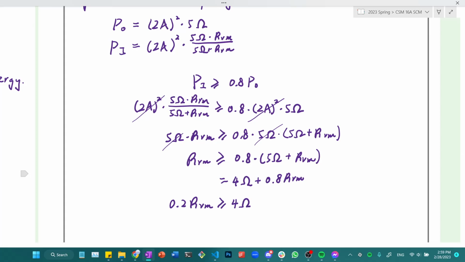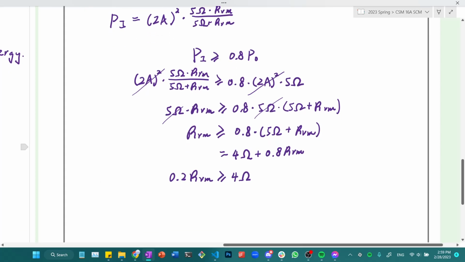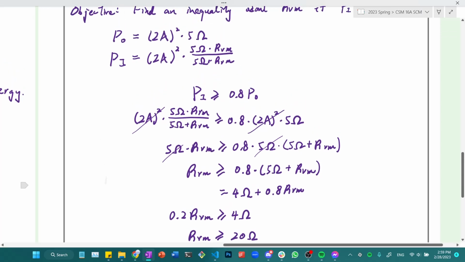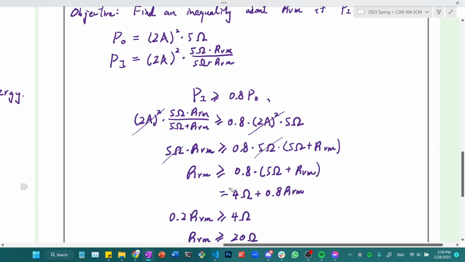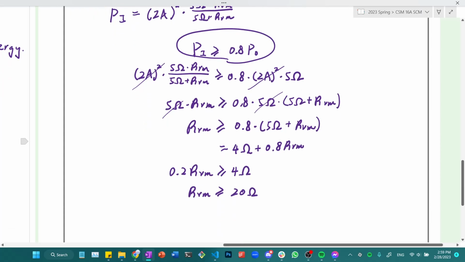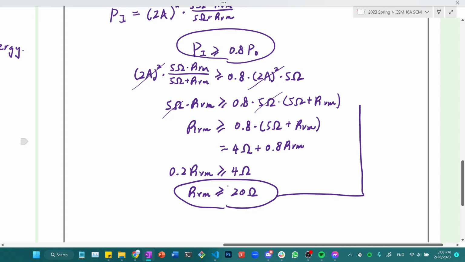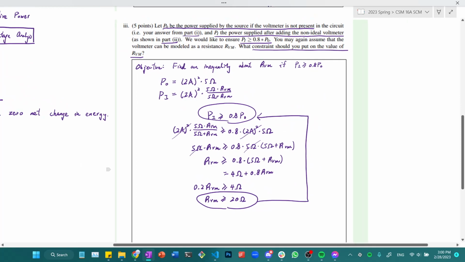And then I can get a constraint on RVM, which means I get an inequality that describes how large or how small RVM should be. So I'm going to divide both sides by 0.2, which means multiply both sides by 5. So RVM is larger or equal to 20 ohms, meaning that for this inequality to hold true, we must have that RVM is larger or equal to 20 ohms. So the resistance of your voltmeter should at least be 20 ohms such that you can get the Pi larger or equal to 0.8 P0 inequality working.